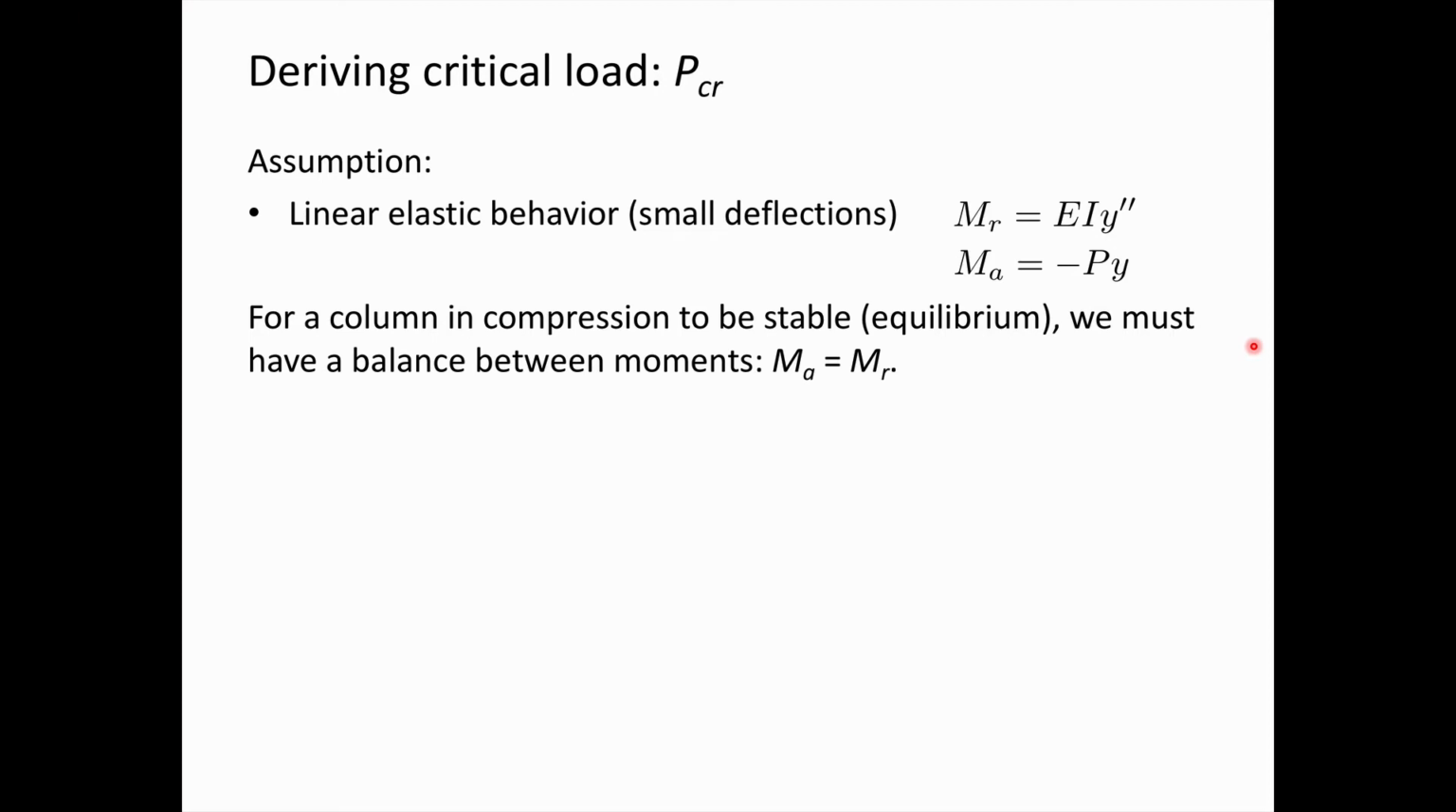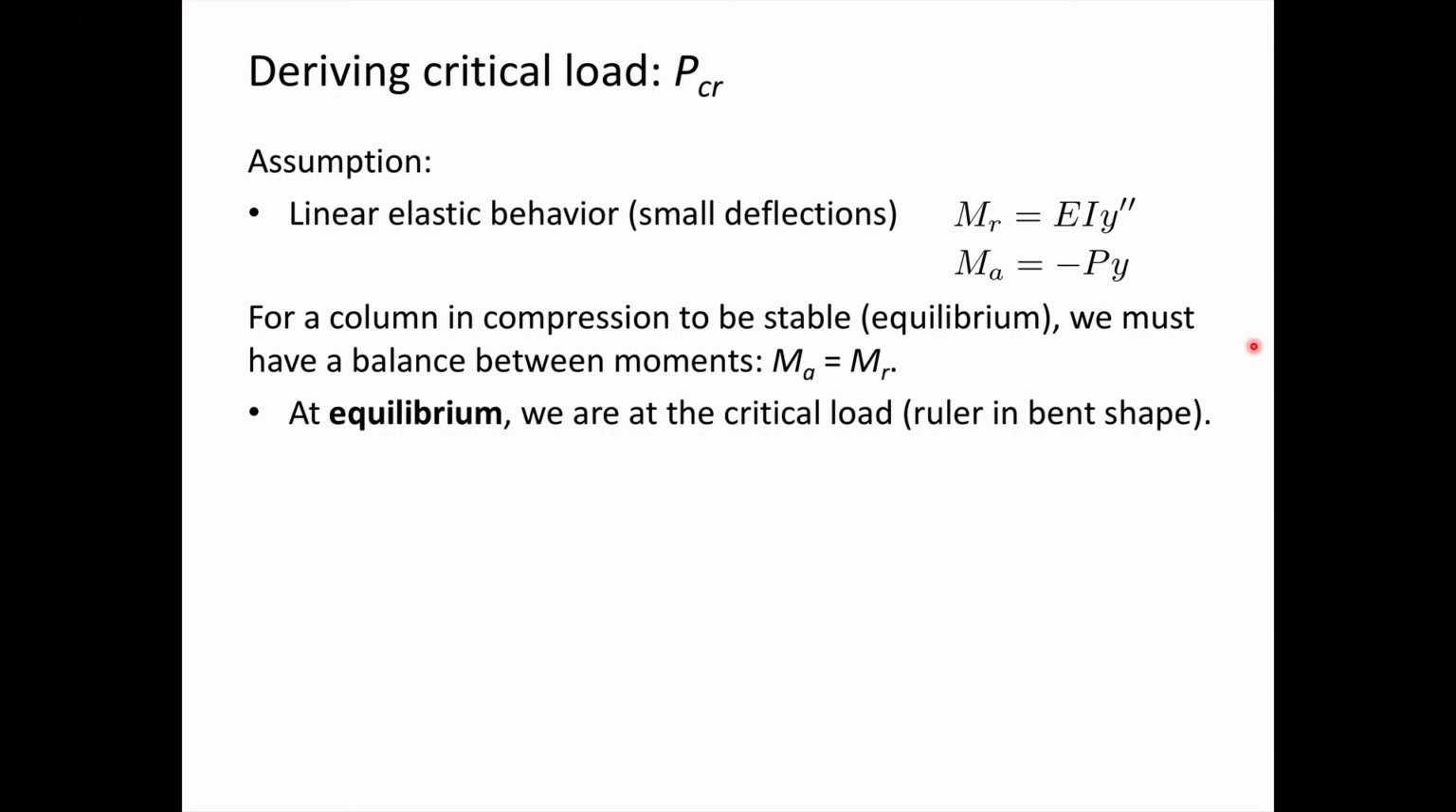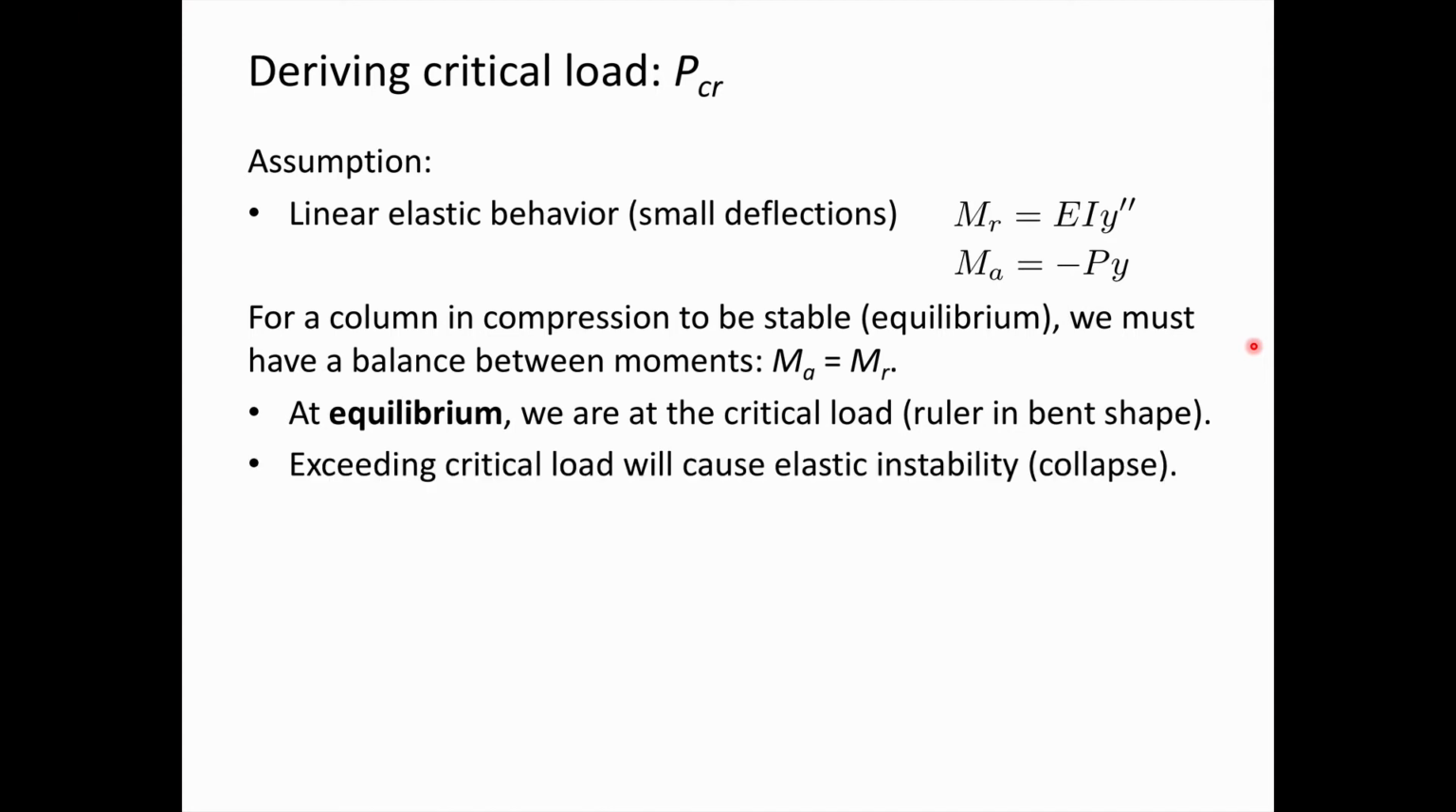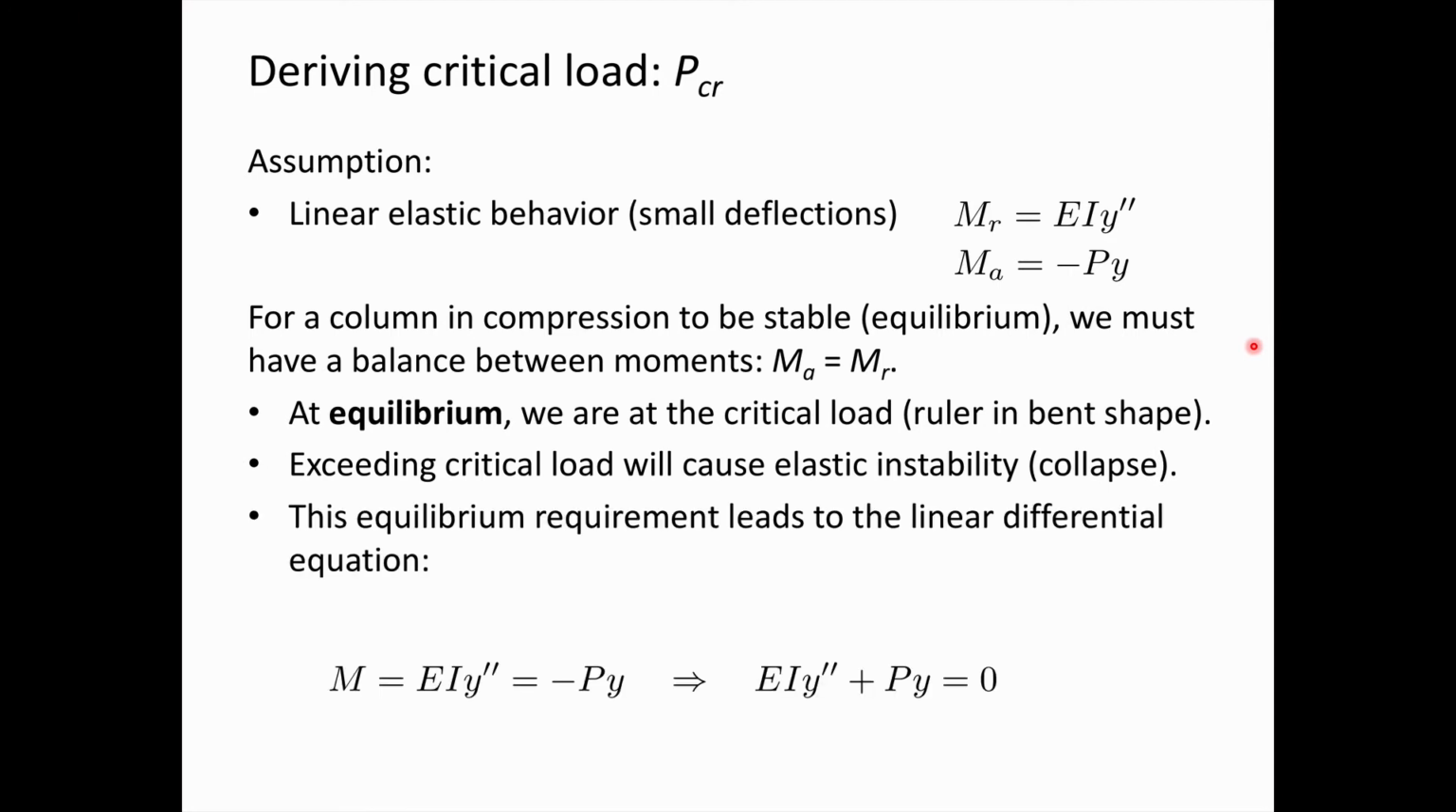We want to find out what is the load at which we can hold a deflected shape and stay stable and be in equilibrium. So we're making this assumption of equilibrium. We are at the critical load with the ruler or the column in a bent shape, and exceeding this critical load is going to cause elastic instability or collapse. So by setting these moments equal to each other, and then setting the models of these moments equal to each other, we can derive a linear second order differential equation.